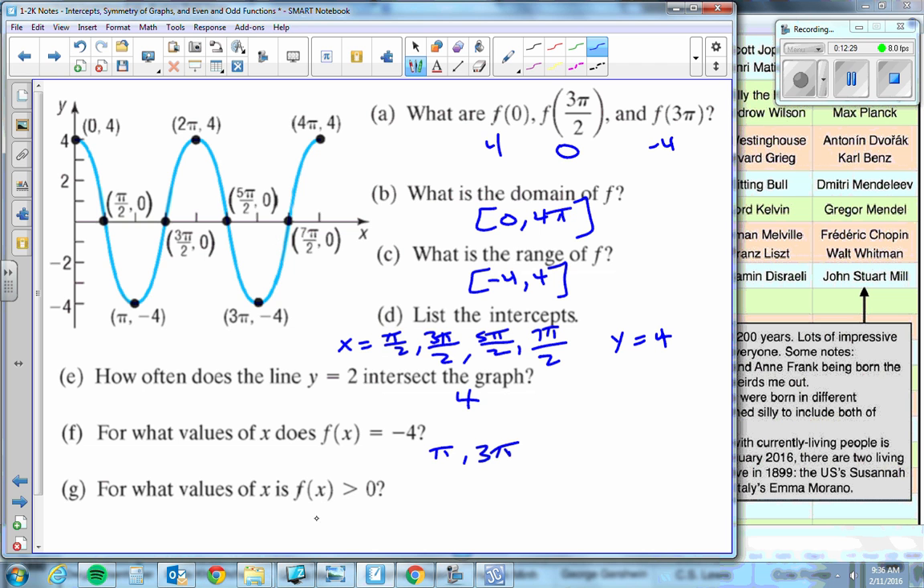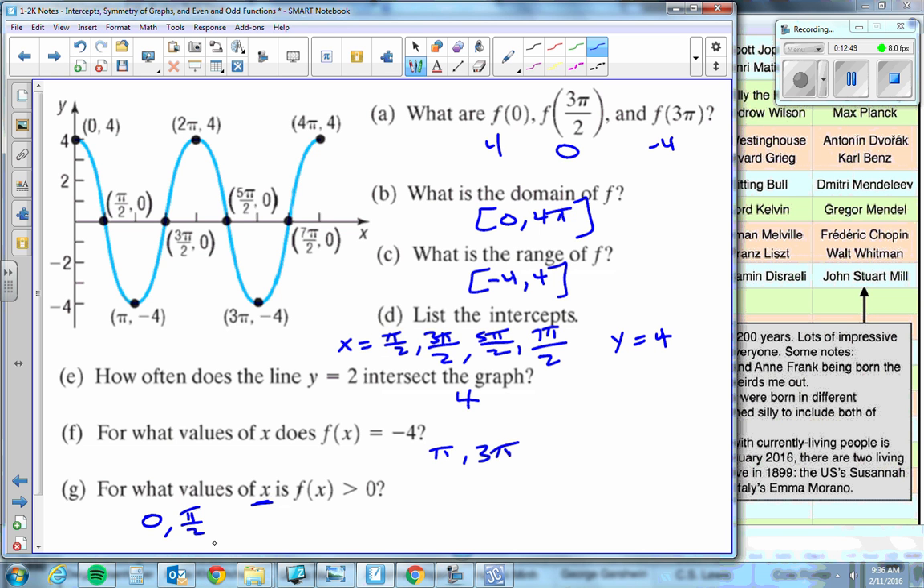Look, you want your y value to be positive, not 0, not negative, but positive only. So this part of the graph has positive y values. You're supposed to be writing down the x values, though, and you can't list them. There's an infinite number, so you write it in intervals. From 0 to pi over 2 is the time during which you have positive y values.